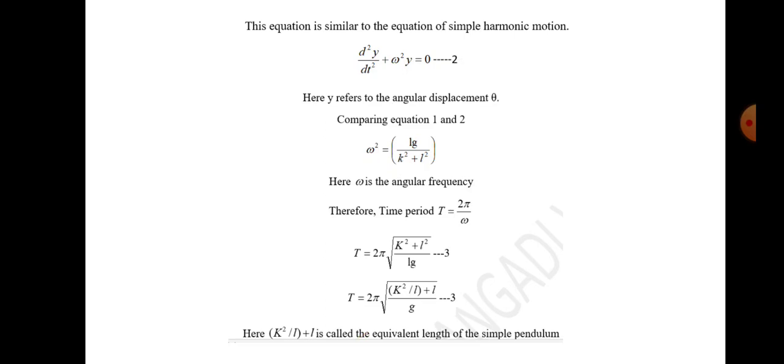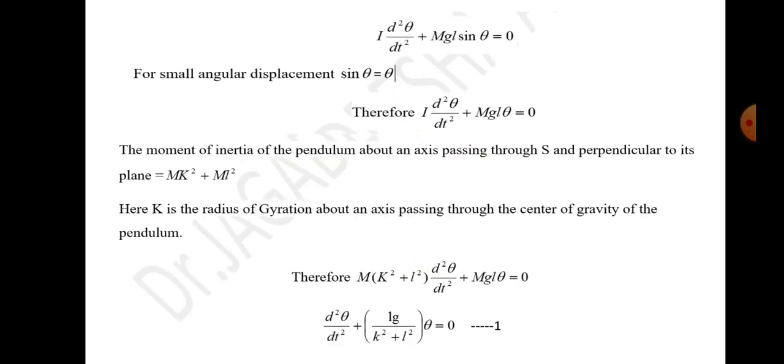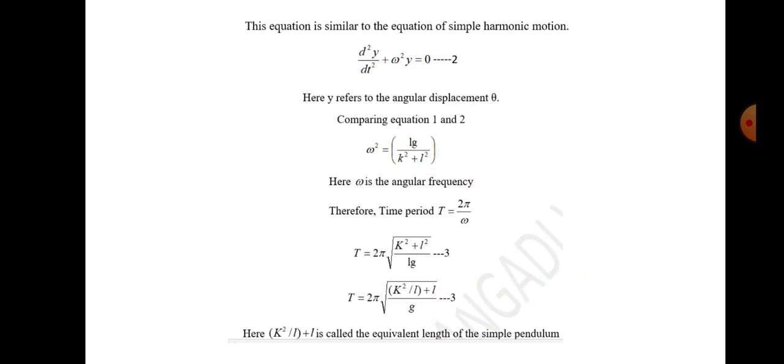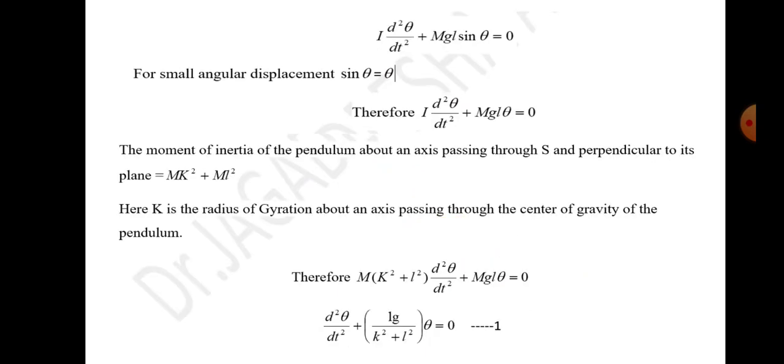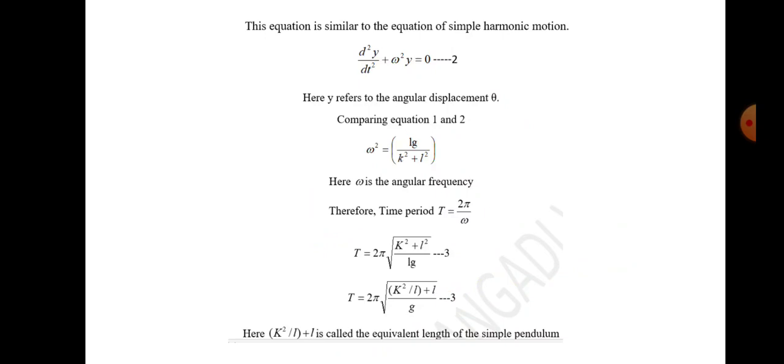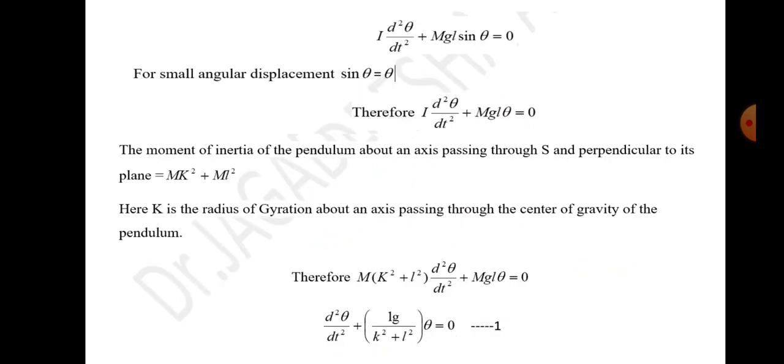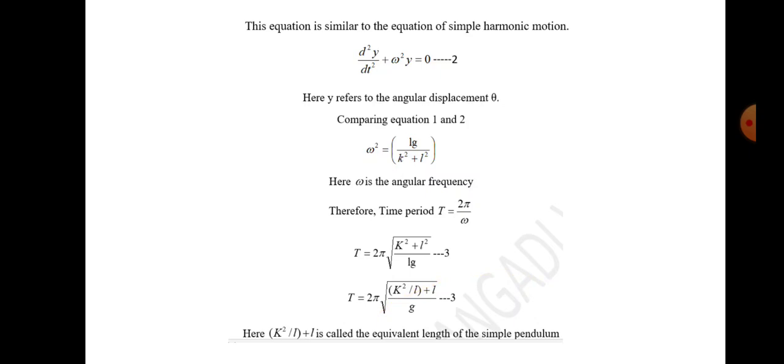Now this equation is equal to the simple harmonic motion equation. What do you mean by the simple harmonic equation? As we already know, d²y/dt² plus ω²y is equal to 0. Comparing equation 1 and equation 2, here y refers to the angle of displacement, y is equal to θ. So d²θ/dt² and d²y/dt² are the same, plus ω² into θ.